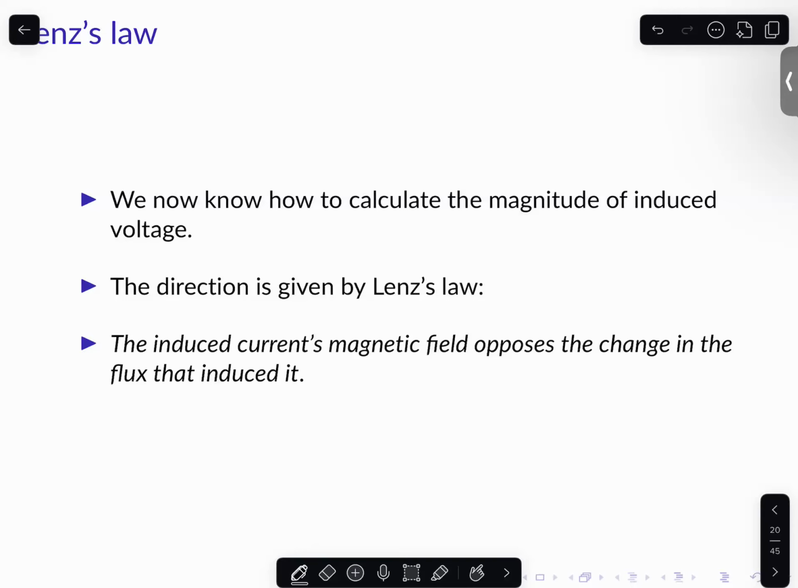But do you believe me when I say that if you know how to find field from current, you can work backwards? Yeah, I get that. We're good there. Next time.